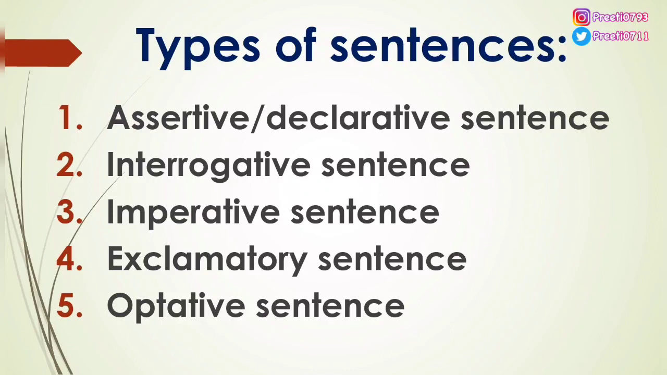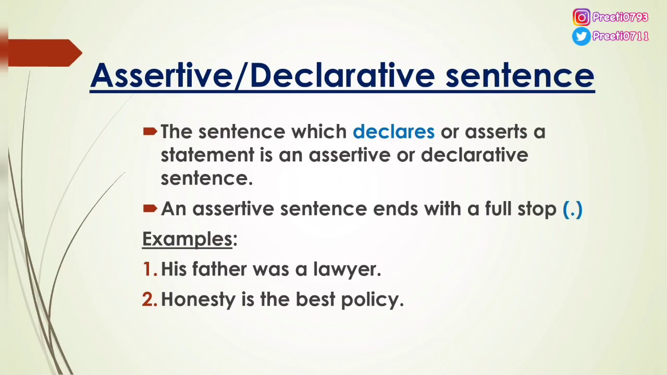So there are 5 types of sentences. The first one is assertive, or we may also call it declarative sentence. Then we have interrogative sentence. Then third one is imperative sentence. Fourth one is exclamatory, and the last, fifth one is optative sentence. So now first of all, let us talk about assertive or declarative sentence.